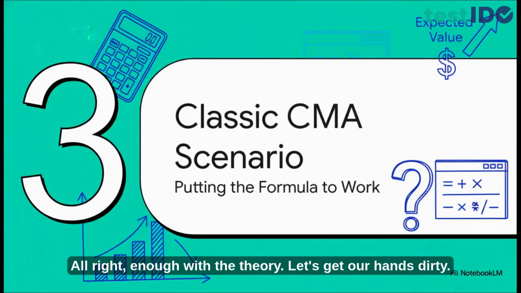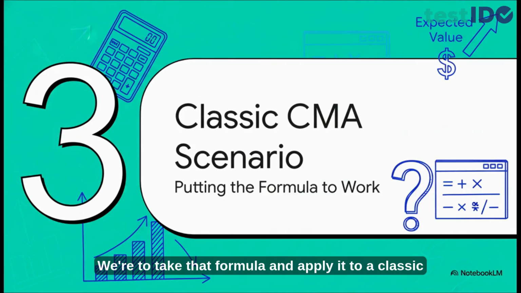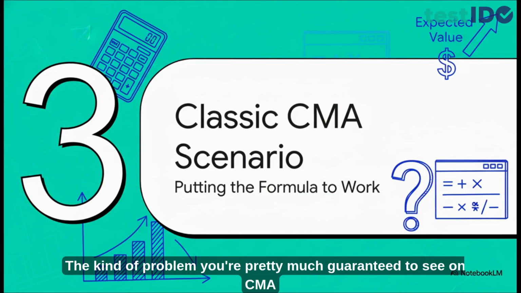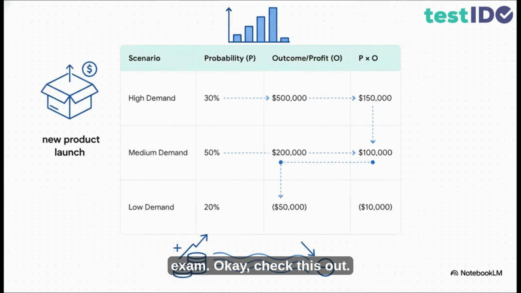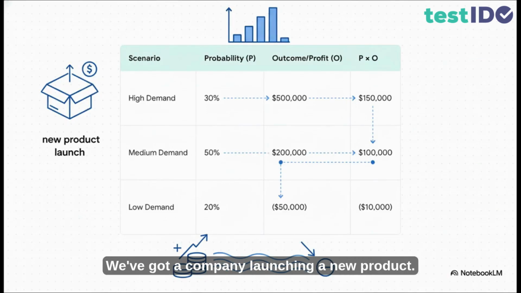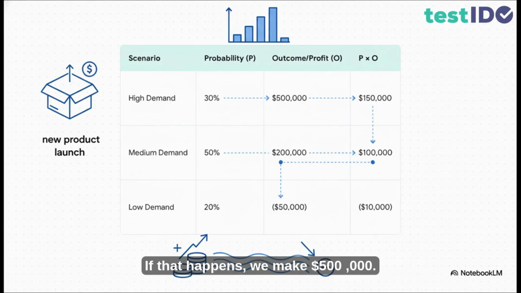All right, enough with the theory. Let's get our hands dirty. We're going to take that formula and apply it to a classic scenario, the kind of problem you're pretty much guaranteed to see on the CMA exam. Okay, check this out. We've got a company launching a new product. So first up, there's a 30% chance of high demand. If that happens, we make $500,000. So P times O, that's a weighted value of $150,000.